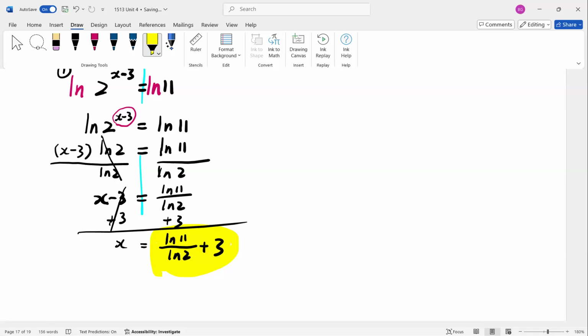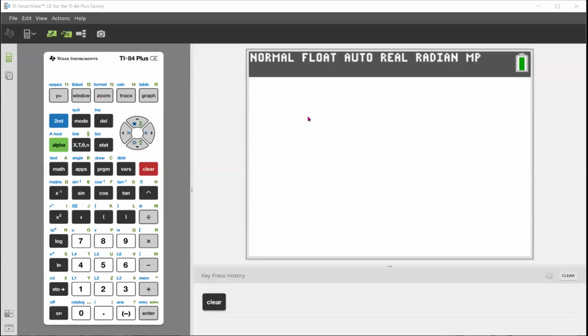In this course, I'm pretty open for any type of calculator you want to bring to the testing center. So you have to figure out which calculator you want to take with you. So let me stop sharing this one and then share my calculator. Remember, x is ln 11 over ln 2 and then plus 3, right? Let me double check. Yeah.